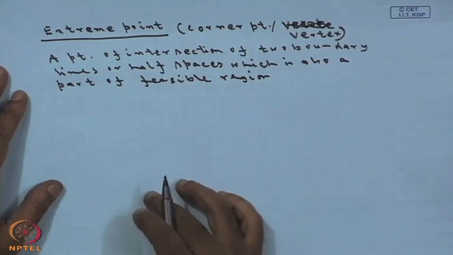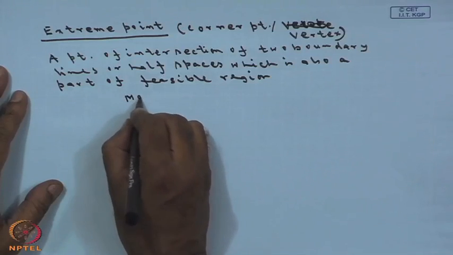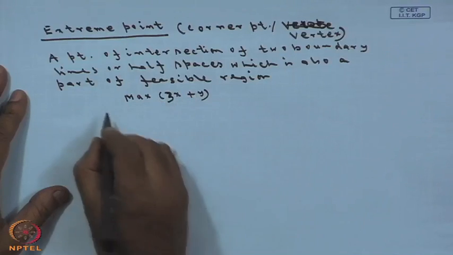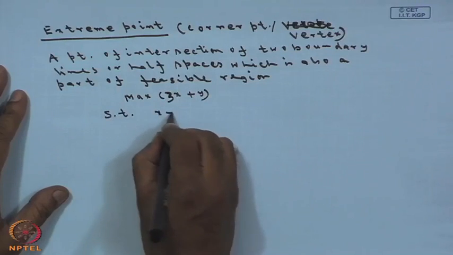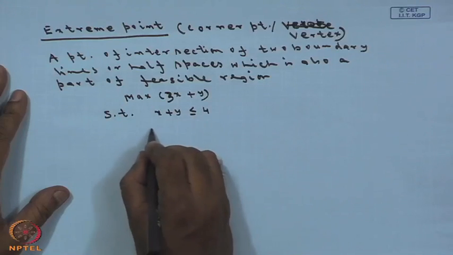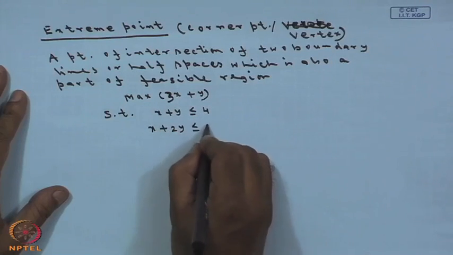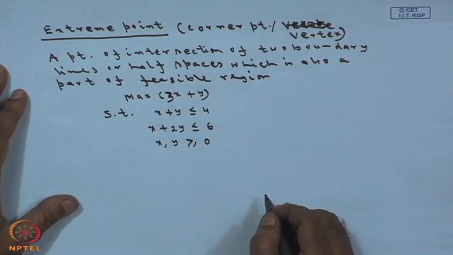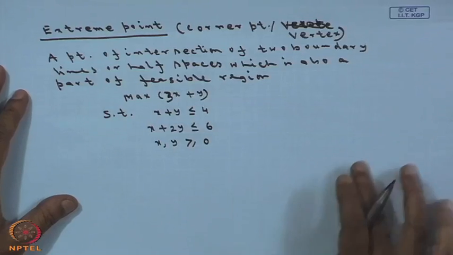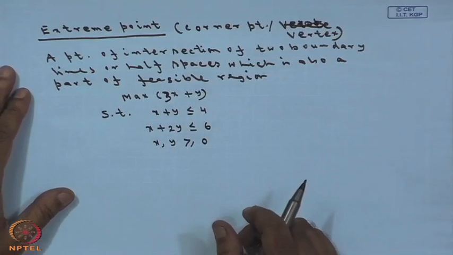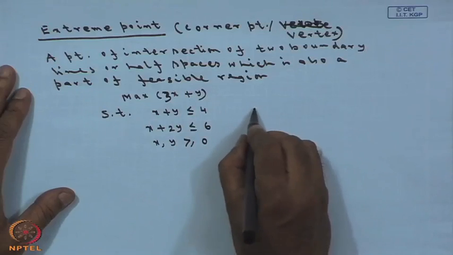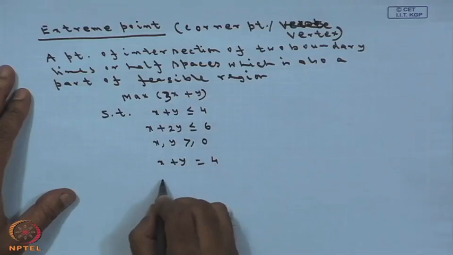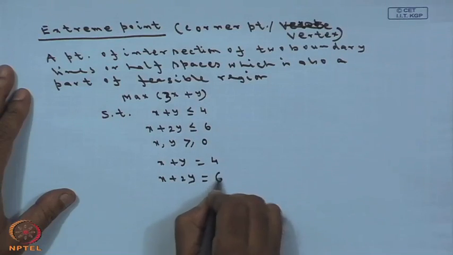Let us take one example. I think from the example it will be very clear to you. Suppose I want to maximize 3x plus y subject to the constraints x plus y less than or equal to 4, x plus 2y less than or equal to 6, and from the physical viewpoint x, y greater than or equal to 0. So, to find the extreme points, at first I have to draw the lines with the equality sign. In other words, you draw the line for x plus y equals 4 and the line for x plus 2y equals 6.